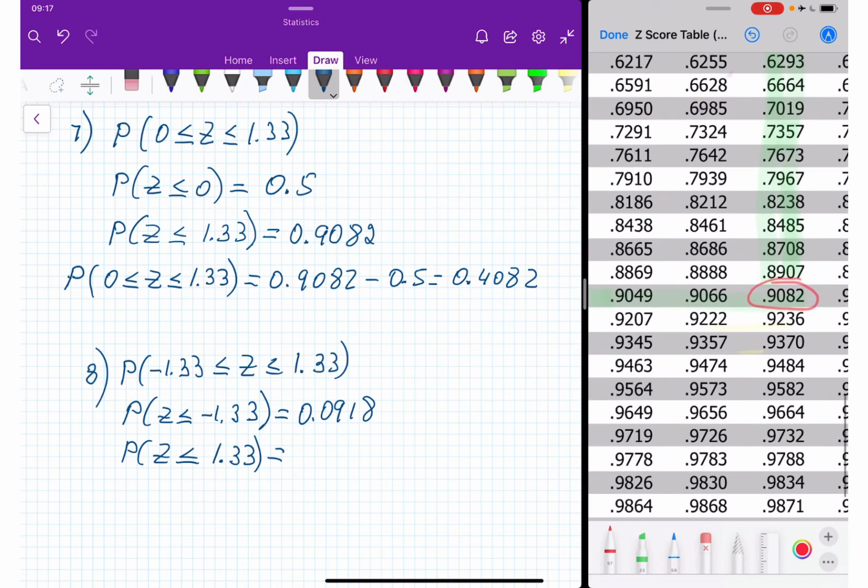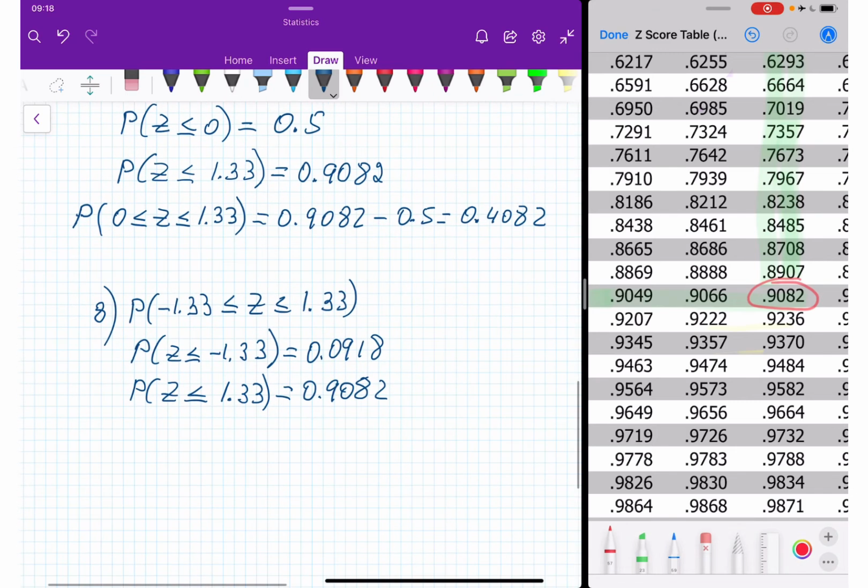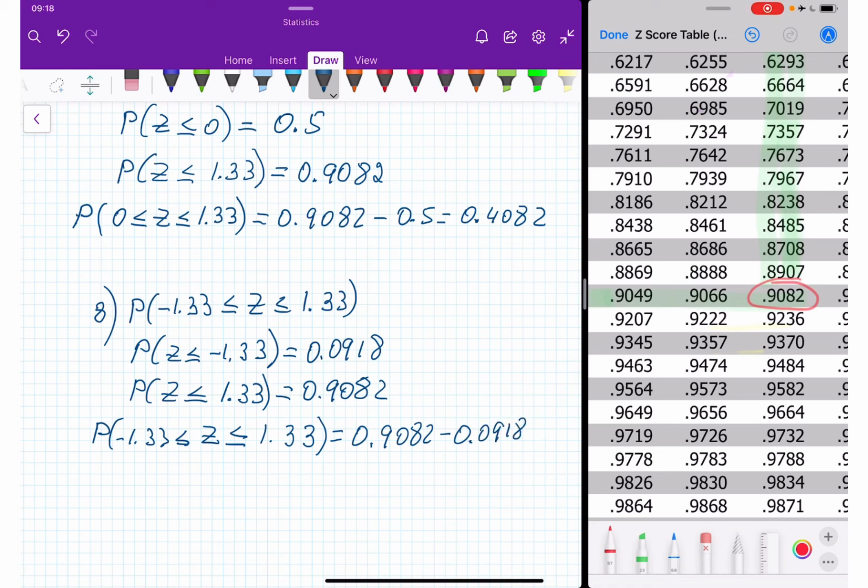.33, and that's going to be 0.9082. So the difference between them: the probability z-score less equal 1.33 is equal 0.9082 minus 0.0918, and the answer is 0.8164.